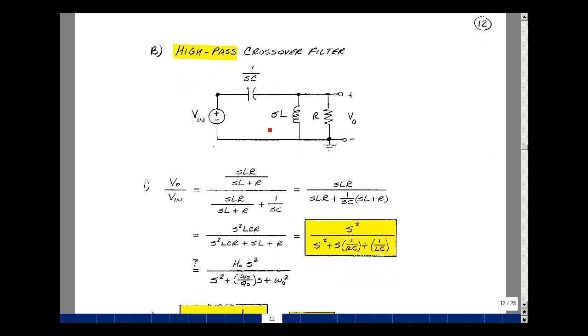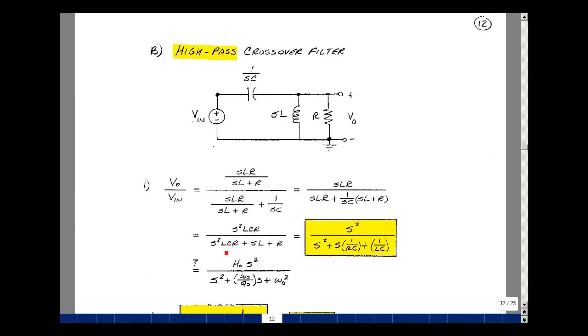And again, I have a voltage divider with this L and R in parallel, voltage divided with a capacitor. So the impedance would be the product over the sum of the impedances, SL times R over SL plus R, voltage divided with 1 over SC. Multiply numerator and denominator by SL plus R. It gives me an SLR in the numerator, an SLR for this term, and then 1 over SC times SL plus R. Let's multiply numerator and denominator by SC. That will then give me an S squared LCR, S squared LCR, 1 times SL, and then 1 times R.